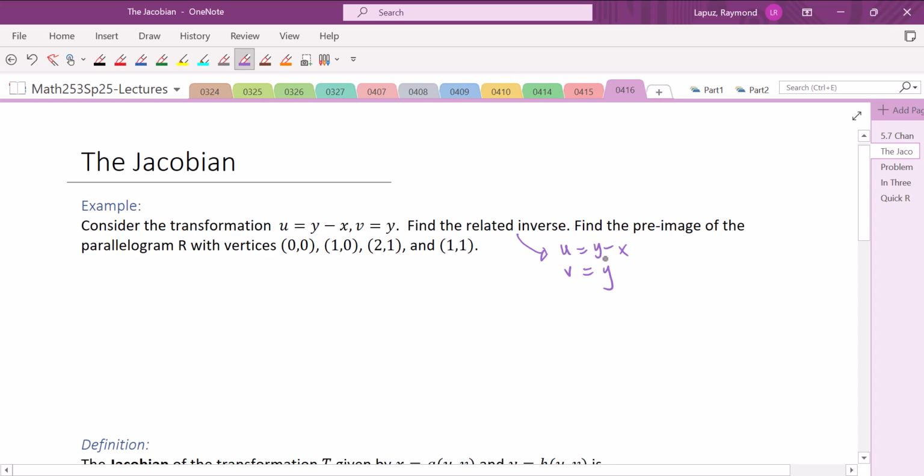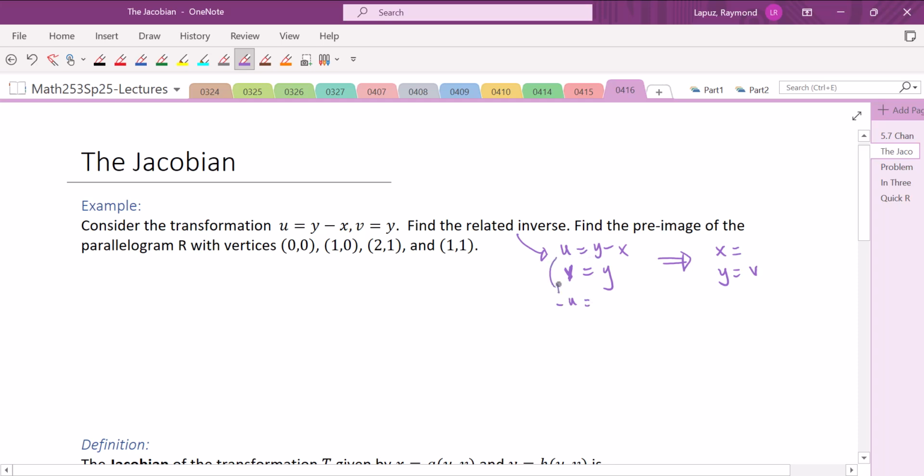Now I want to write this as x equals something and y equals something. And to do this, well, I have y is equal to v. This isn't always going to happen like this, but it sure is convenient. If v is equal to y, then y is equal to v. So that part's done. And to get x, I would probably subtract. It doesn't matter what we subtract. Maybe I'll subtract the first one.